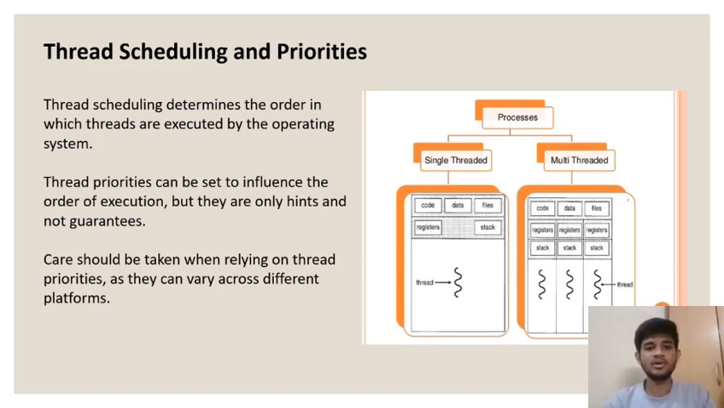Thread scheduling and priorities. Thread scheduling determines the order in which threads are executed by the operating system. Thread priorities can be set to influence the order of execution, but they are only hints and not guarantees. Care should be taken when relying on thread priorities, as they can vary across different platforms.